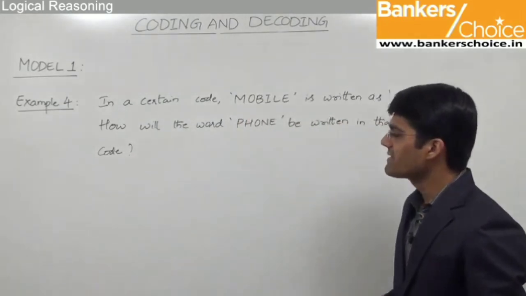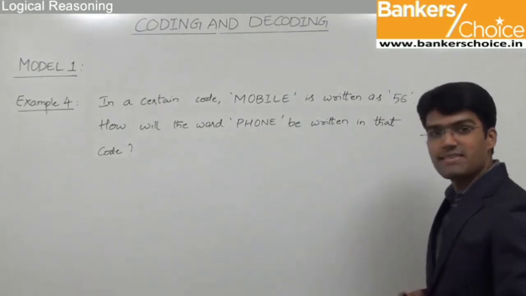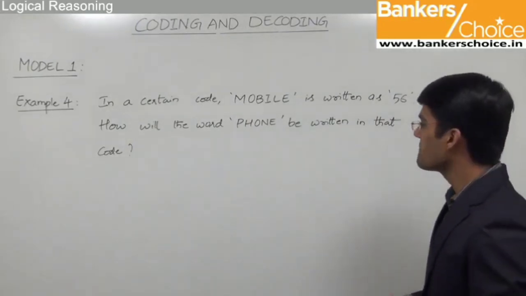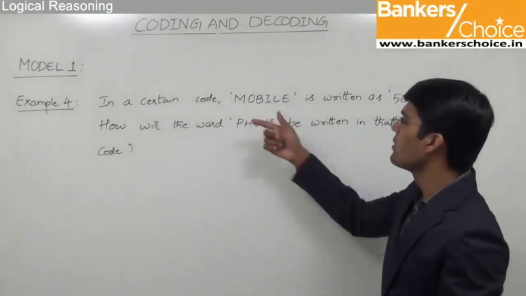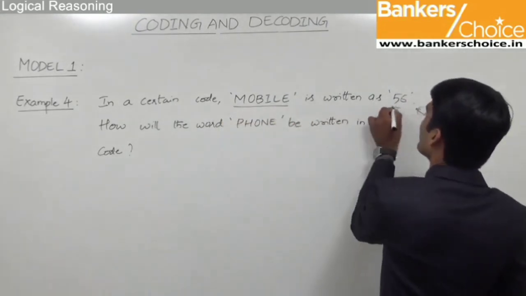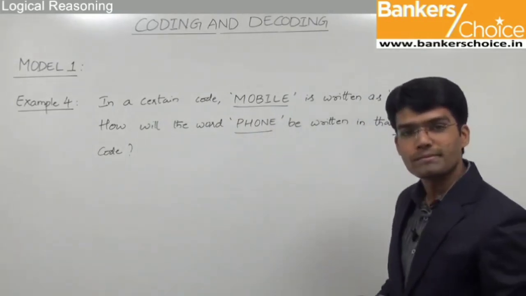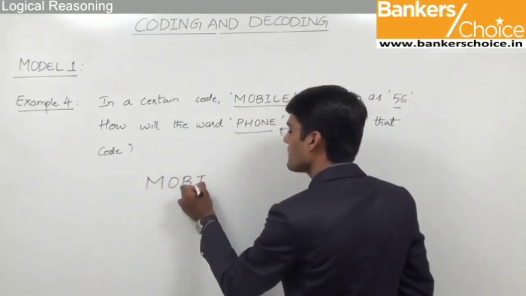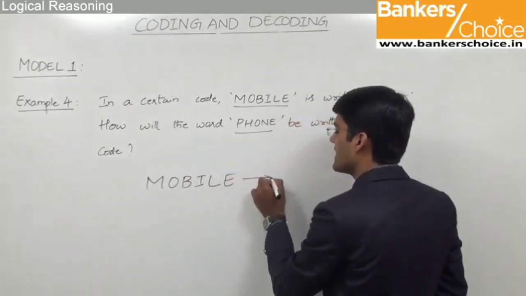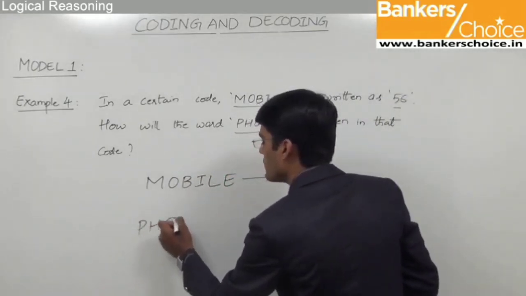Here the question is, in a certain code, mobile is written as 56. How will the word phone be written in that code? So he has given the code for the word mobile, that is 56, and we are supposed to find out the code for the word phone. So the word mobile is taken as 56, and we are supposed to get the code for phone.